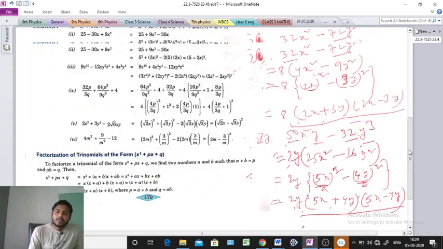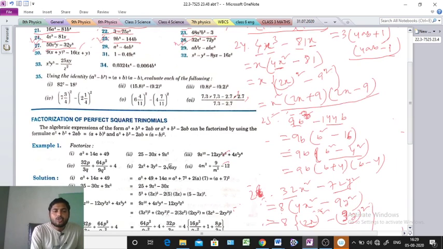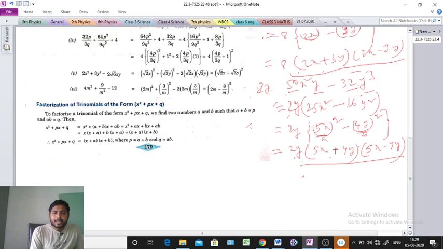Easy problems, only little concepts would be there, otherwise you cannot solve it. Next, 28: a cube minus 4ab square. Question is clear? Question number 28, a cube minus 4ab square. This is the question. Write it first, everyone, easy question.